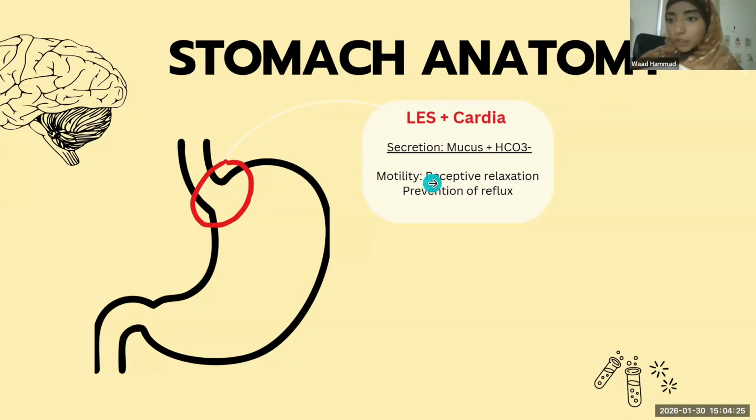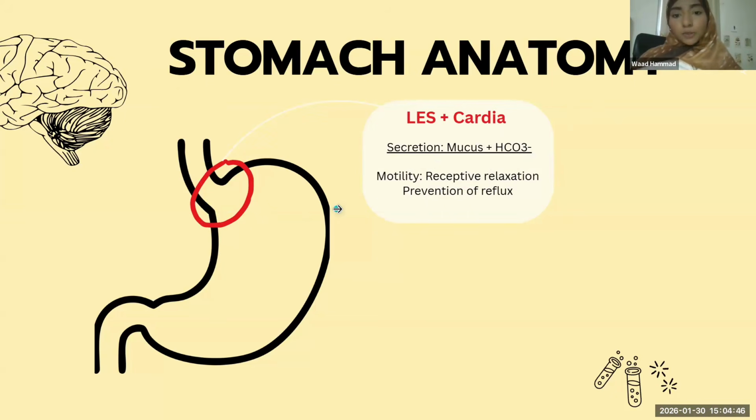And then for the two motilities, we have receptive relaxation. What is receptive relaxation? Receptive relaxation is when we have food coming down. Obviously, it needs to enter our stomach. So in order for that to happen, we need the lower esophageal sphincter to relax, and we also need the cardia to relax. This is so food can enter freely and it just doesn't get stuck there.